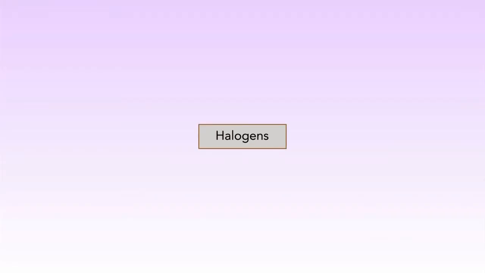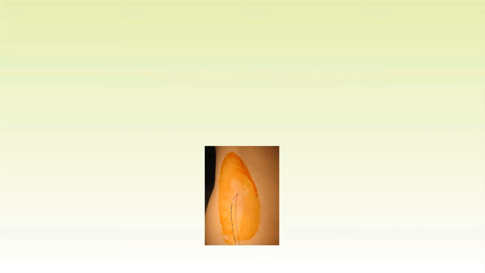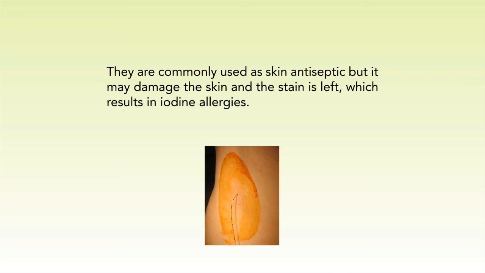Next is halogen. Among the halogens, iodine and chlorine are used as antimicrobial agents. Iodine is used as the tincture of iodine, containing a 2% solution of iodine and sodium iodide in a water-ethanol solution. They are commonly used as a skin antiseptic, but it may damage the skin and leave a stain, which results in iodine allergies.